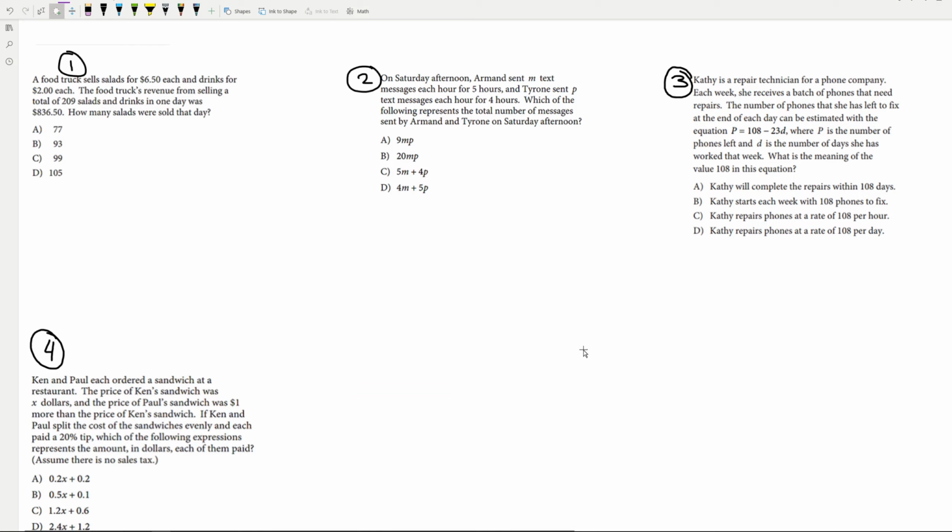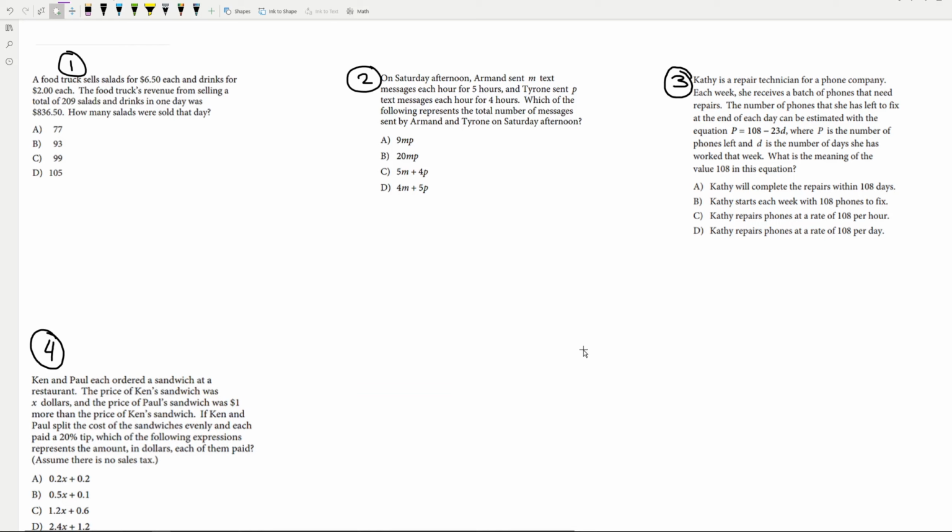So with these four questions, I've tried to get a representative sample of what they're going to ask you on the SAT, and let's go over each question and what they're asking. So the first question is asking you to solve for a specific value, and in this case it's talking about salads. Number two is asking you to create your own equation given two different variables. Three is asking you to explain a certain value in the equation and what it means to the overall problem. And number four asks you to combine both algebra and creating your own equation in order to solve for how much each person pays for the meal. So without further ado, let's begin.